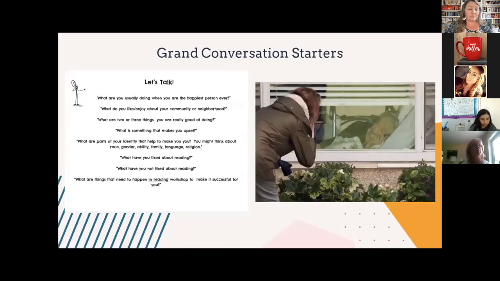For my primary grades, you could be doing these question prompts. What are you usually doing when you're the happiest person ever? What do you like or enjoy about your community or neighborhood? What is something that makes you upset? Or maybe it could even be a picture prompt. You can probably guess what this picture is of: COVID, parents being separated from their children to stay safe during COVID.